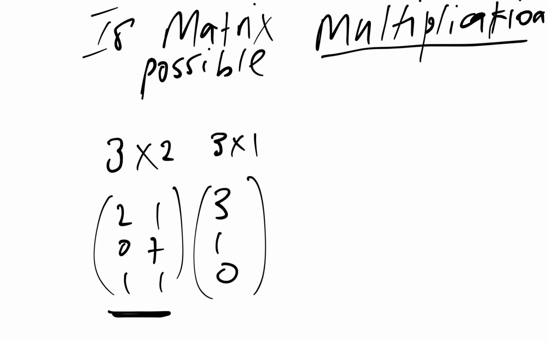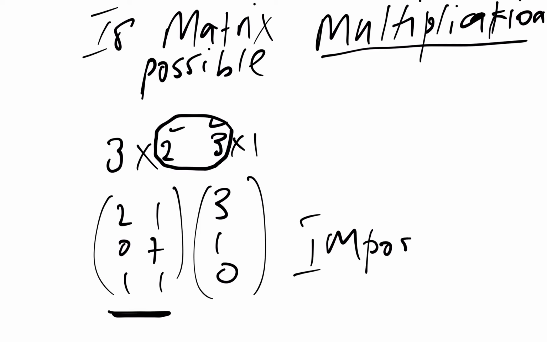So is matrix multiplication possible here? The answer is no. Why? Because these two numbers are not the same. The number of columns in the first matrix, which is 2, is not equal to the number of rows in the second matrix, which is 3. So we are saying this matrix multiplication would be impossible. That's how we tell.